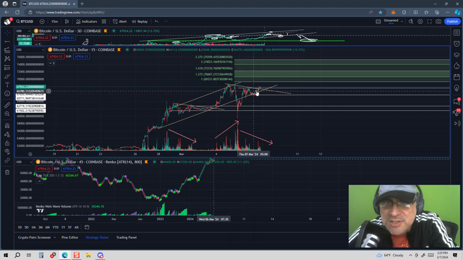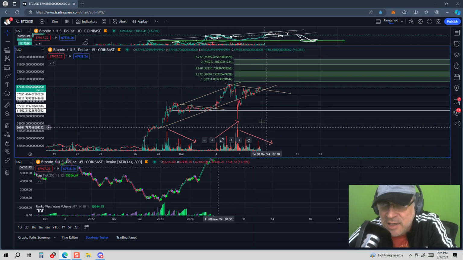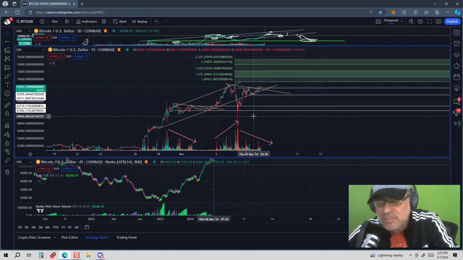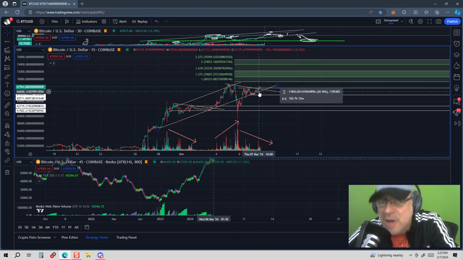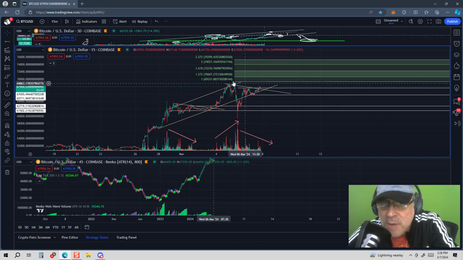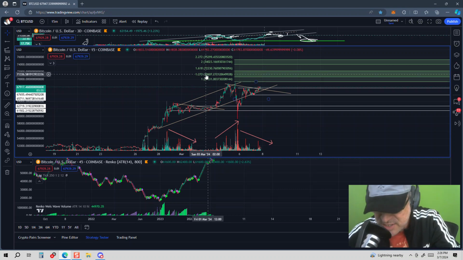And this was a legitimate markup because we had building supply after that. But now we're starting to consolidate again. We're starting to consolidate laterally, and again, we're seeing decreasing supply. So that could be a signal for another markup. And if it does mark up, well, then the Fibonacci ratios, I have the 1.618 at around 72,000.